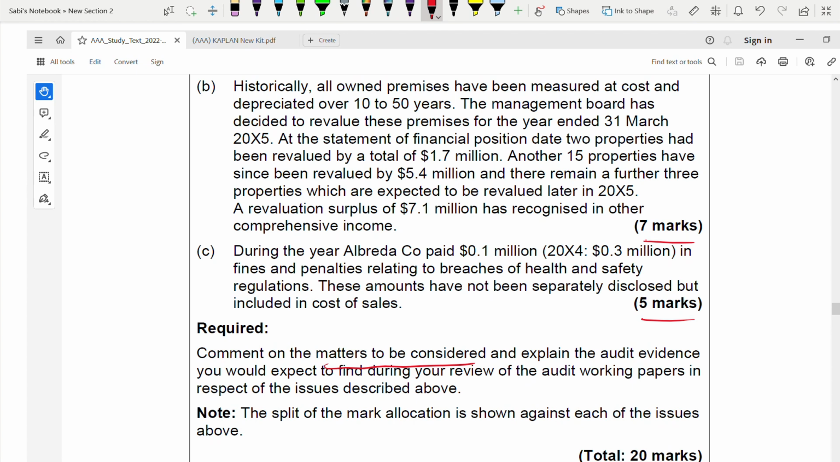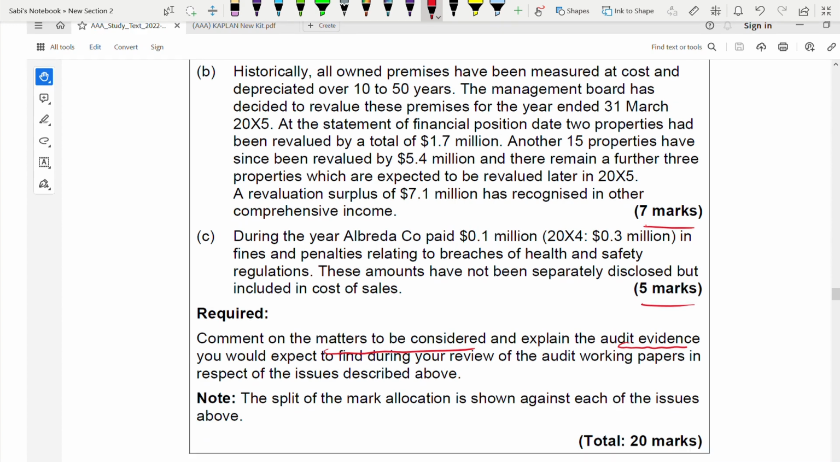Additional is audit evidence that you expect to be in the audit working papers when you are reviewing. I will show you how to write all the possible audit evidence, how to think about those audit evidence, because the issue is that we can't think. Even if something is very straightforward, maybe you can come up with 1 or 2 audit evidences. How to come up with 5 to 6 audit evidences, that I'm going to show you.